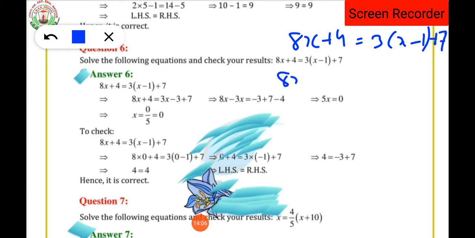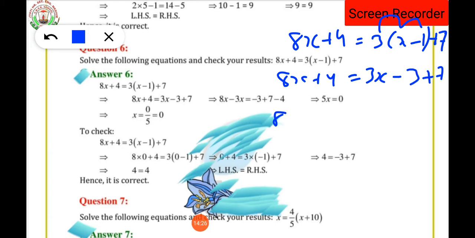Now it becomes 8x plus 4. Here nothing we are going to do on the left hand side because no bracket is there. But here this 3 will be multiplied with both the numbers which are present inside the bracket. So 3 into x will be 3x minus 3 into 1 will be 3 plus 7.